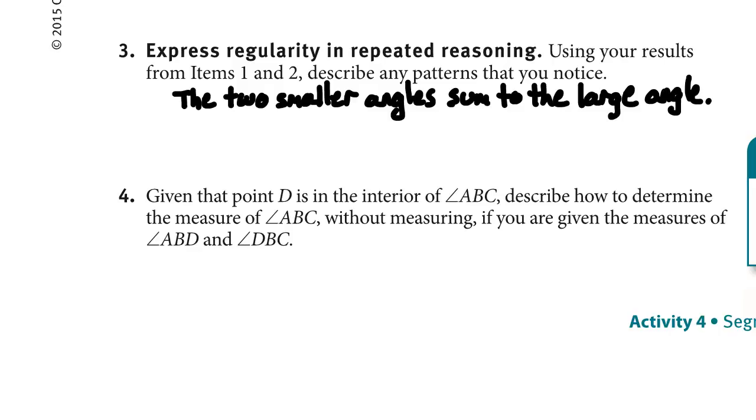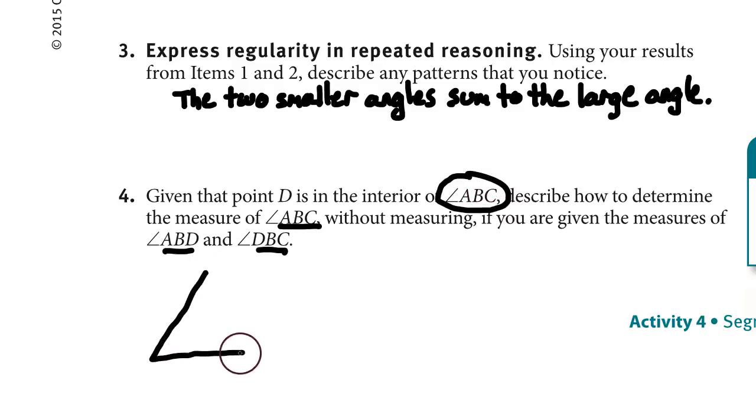Number 4, given that point D is in the interior of angle ABC, describe how to determine the measure of angle ABC without measuring anything. If we know the measures of angle ABD and DBC, it'll help if we draw a sketch to visualize this. This talks about angle ABC. So let's draw some angle to be ABC. A, B, C.